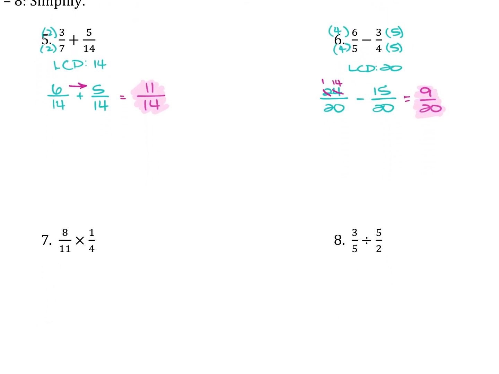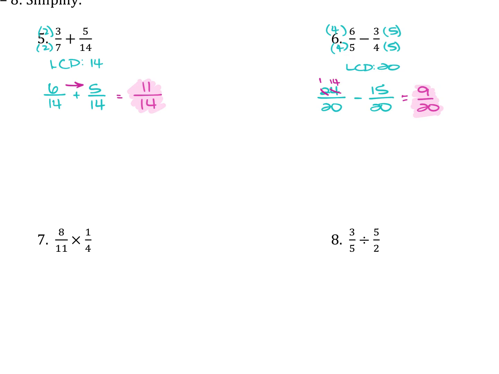For number 7, we are multiplying these two fractions. When you multiply fractions, you can cross simplify if you can, and then multiply straight across. If you do not cross simplify first, you can multiply straight across and then simplify after.